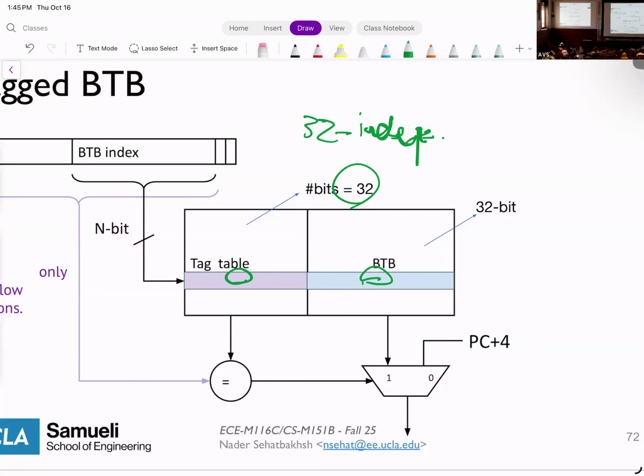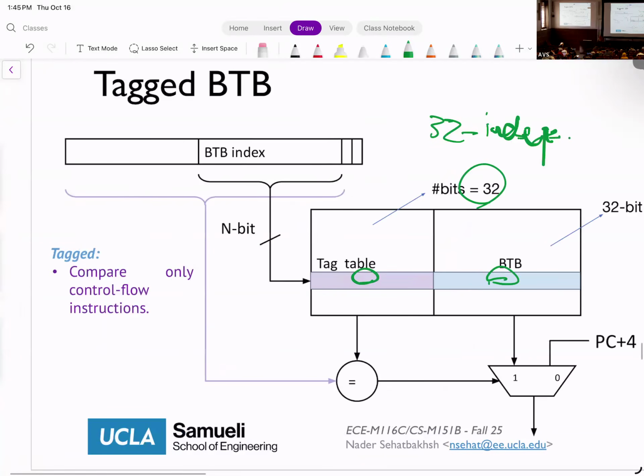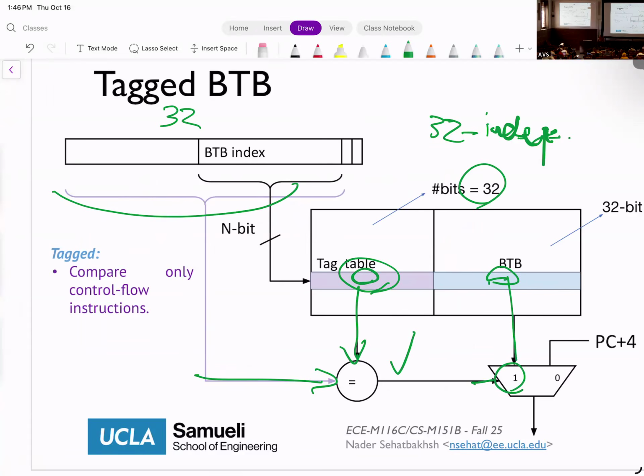Then what you do is that you compare the entire PC with this value you store here. If it's true, then you select this address. If it's not true, you select PC plus 4. Okay? So this would be basically the entire logic that you need.